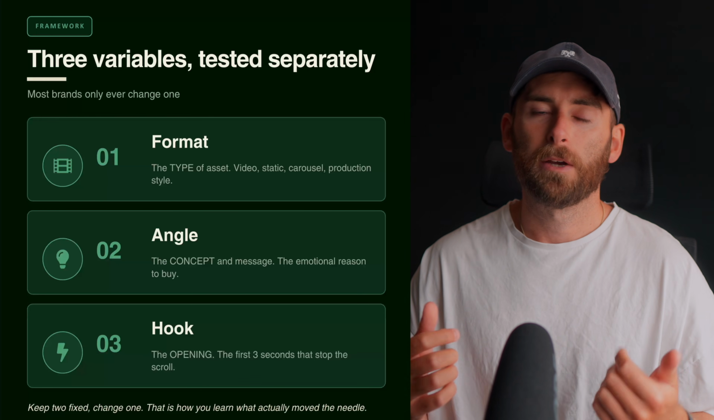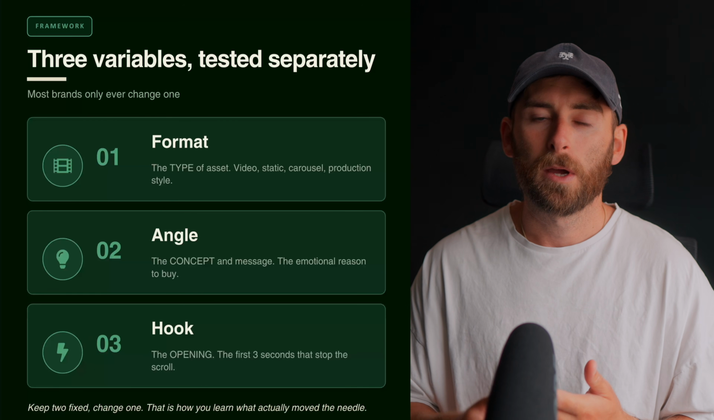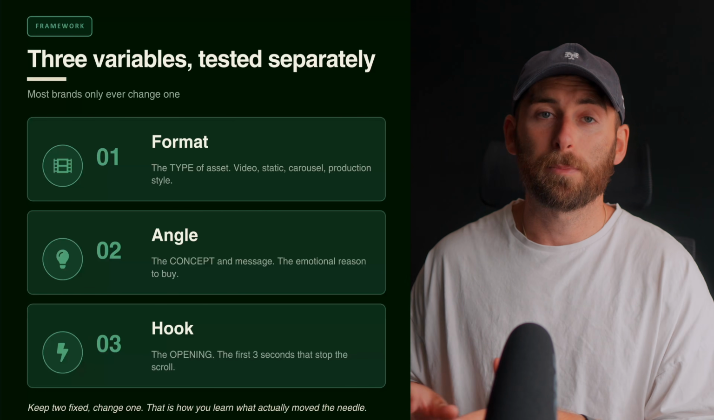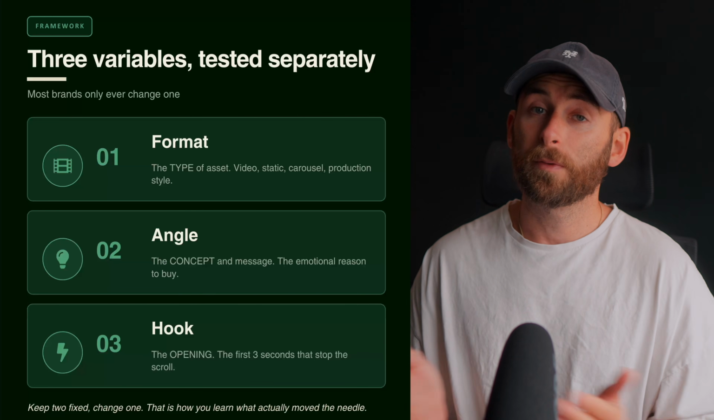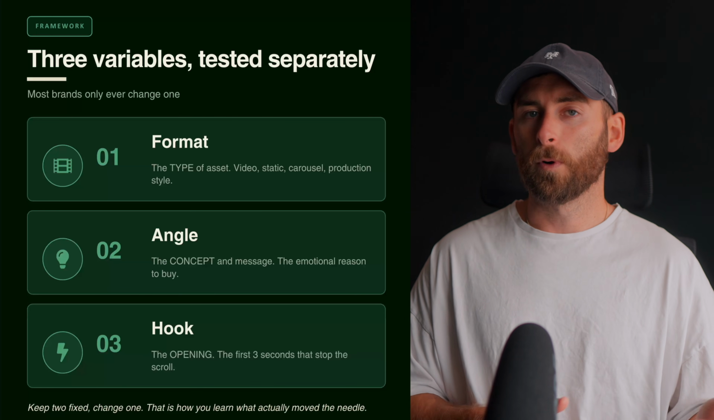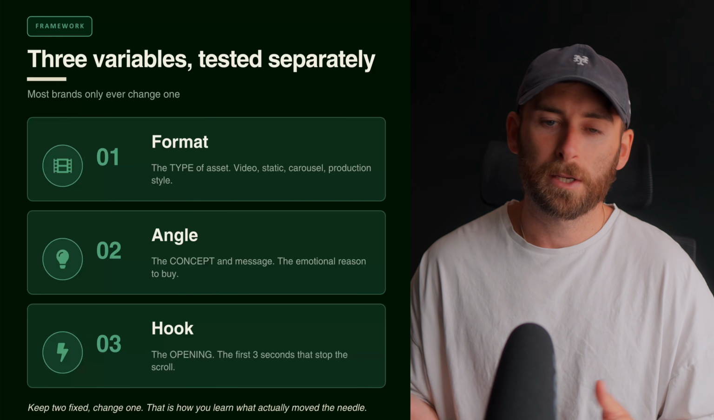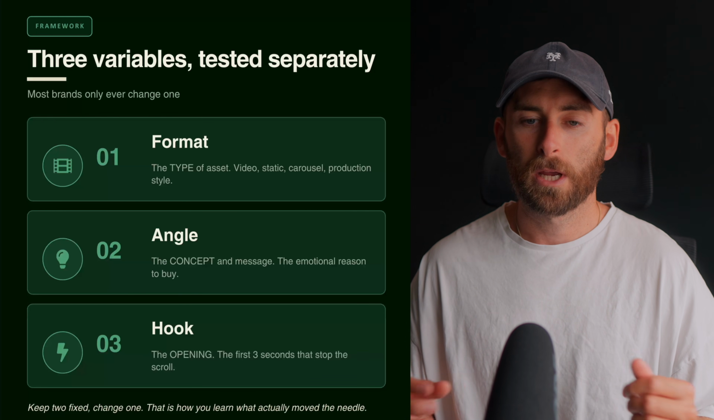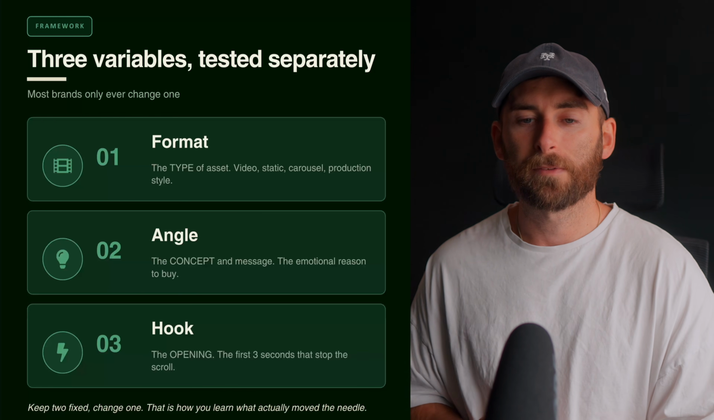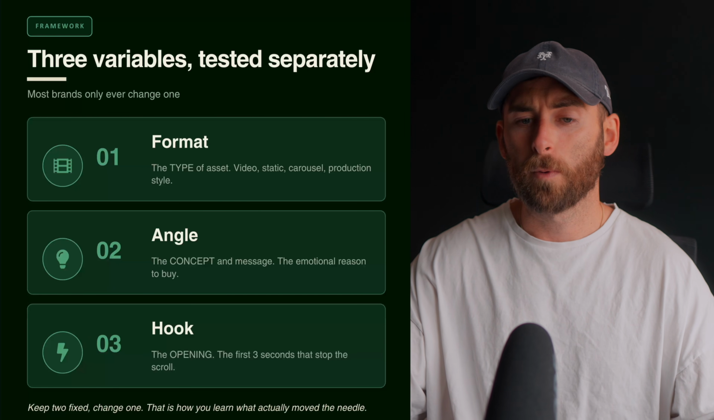So it's either, for example, a video, a static image, a carousel, or it could be the production style. Maybe it's filmed on a professional camera, or maybe it's filmed on an iPhone. There's loads of different types of format. Some are more relatable to the audience than others. Some videos work, some images work. It all depends on the brand, the product, the niche. There's loads of different factors, which is why we have to test, because what I say works for my brand might not necessarily work for yours.